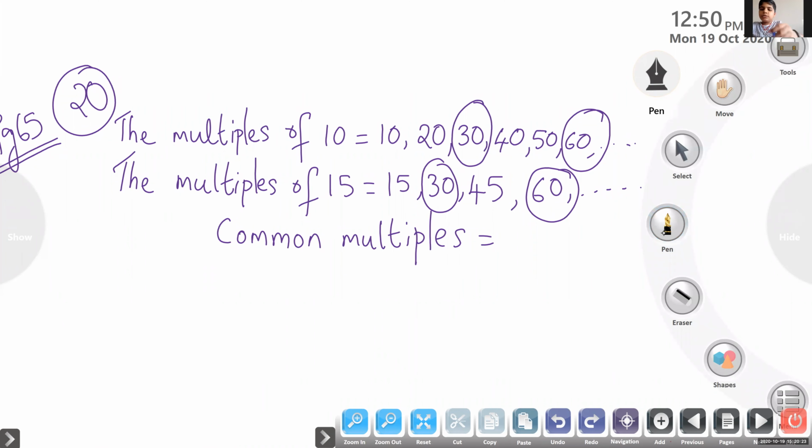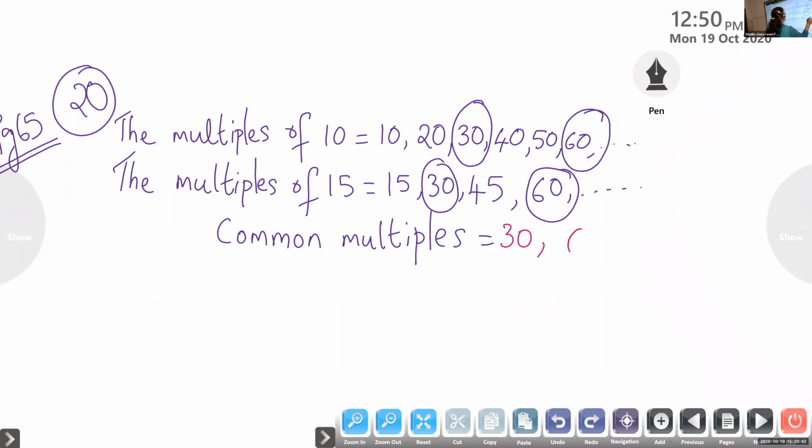Ma'am, here we can use prime factorization method, right? Prime factorization method we will do in the rough book. This chapter is factors and multiples, so we will write this method. Common multiples: can you write here 30 and 60? We will get more multiples here, but we have written only this much.